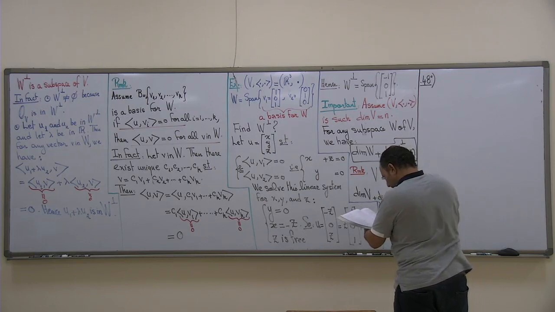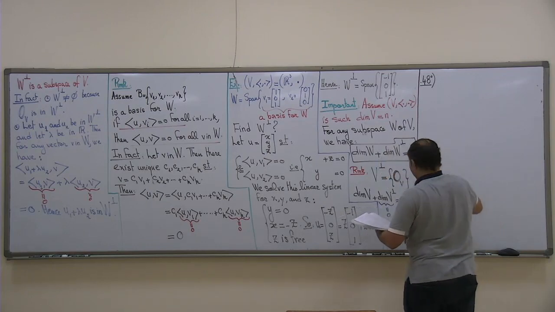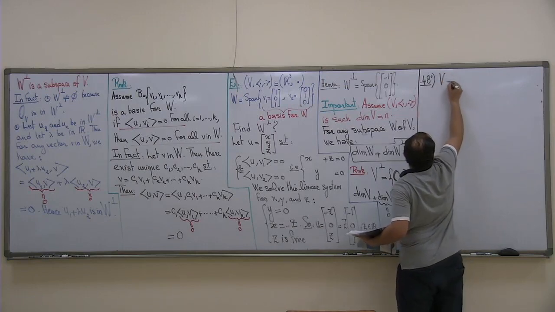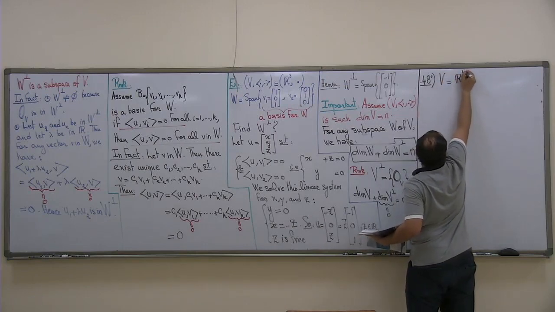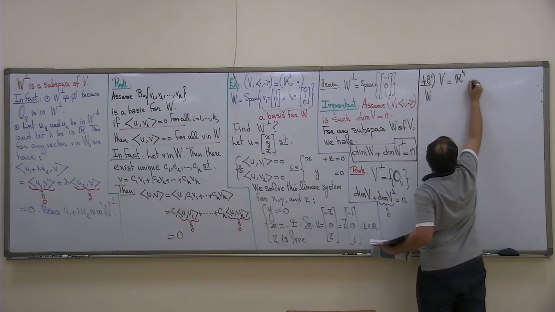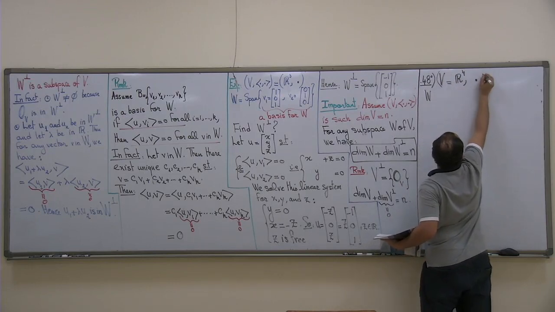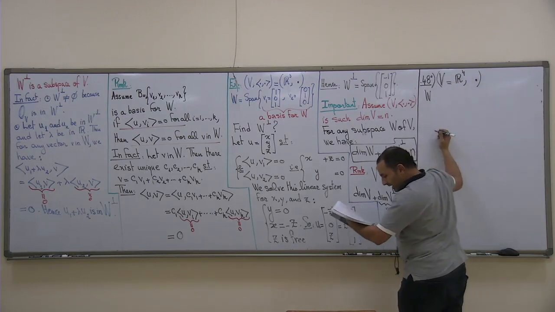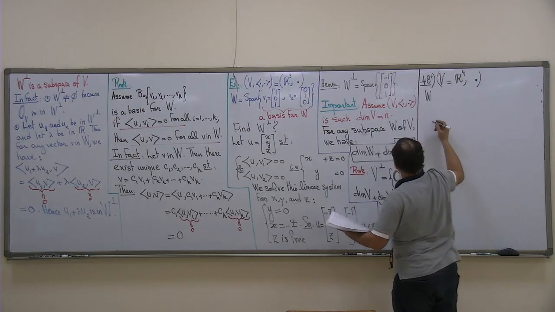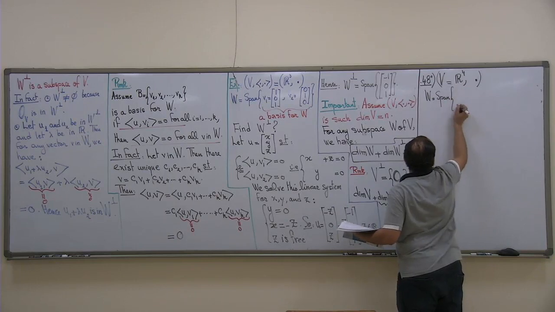So let's say, okay, so how many vectors here, 5. Okay. So let's say I have capital V is R4, with the inner product, the classical dot product in R4. I have W is the span of the following two vectors.